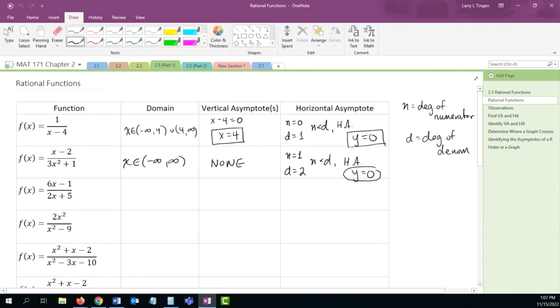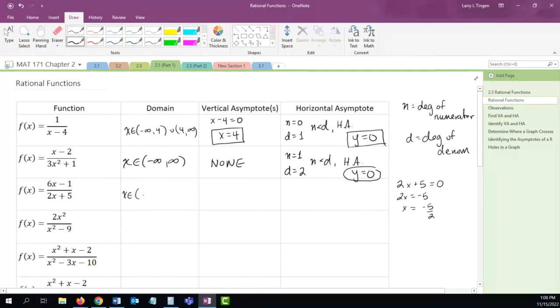So let me take a look at the next problem. f of x is 6x minus 1 over 2x plus 5. What is the domain? The domain is where the denominator can't be 0. So what makes the denominator 0? Let's take the denominator, set it equal to 0, and solve. 2x plus 5 is 0, which means 2x is negative 5, which means x is negative 5 over 2. If I plug in x is negative 5 over 2, I'm going to cause division by 0.